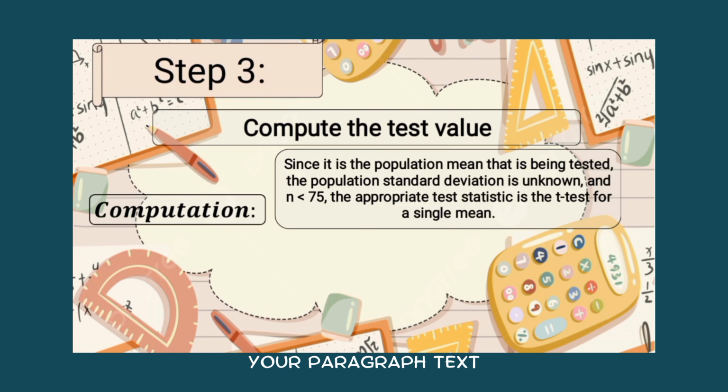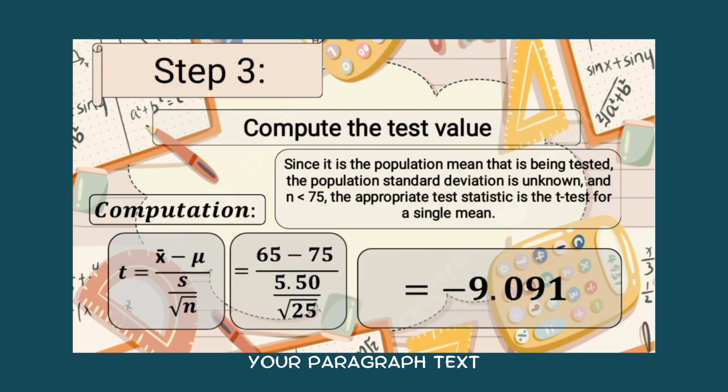So let's have our computation. So here is the formula that we are going to use. T is equal to x bar minus mu all over s over the square root of n. And now let's have 65 minus 75 all over 5.50 over the square root of 25. And using your scientific calculator, you can solve this and you can get negative 9.091.